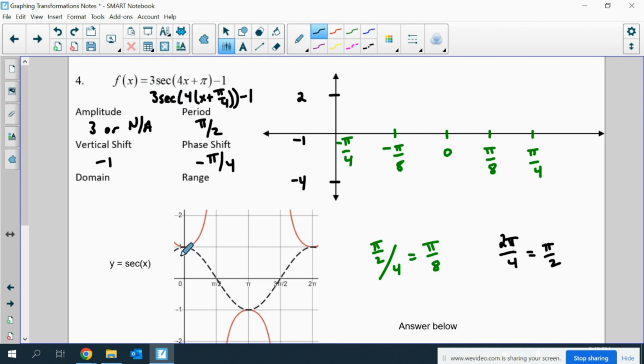This is a secant graph, which means it looks like cosecant, but it's the reciprocal. Or, I'm sorry, it looks like a cosine, but it's the reciprocal. So it's going to look like a cosine graph. And then I have asymptotes here. So my graph is going to look something like this.